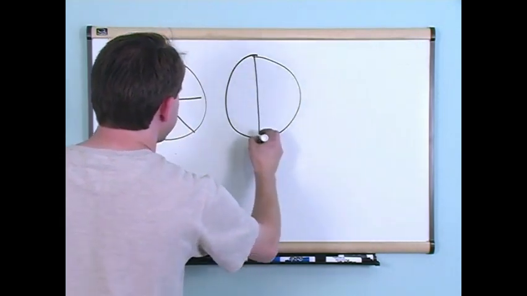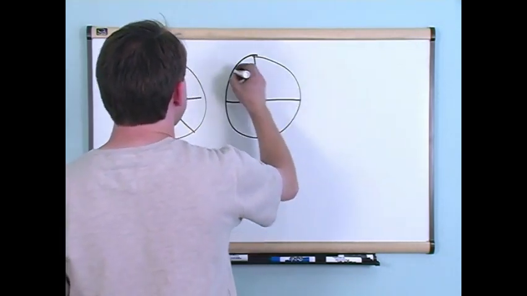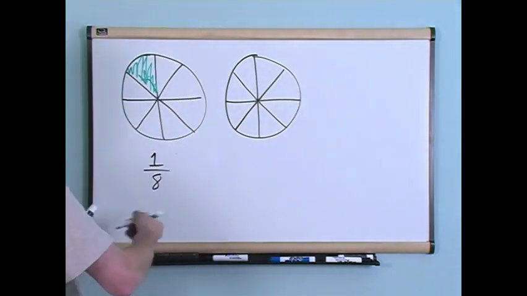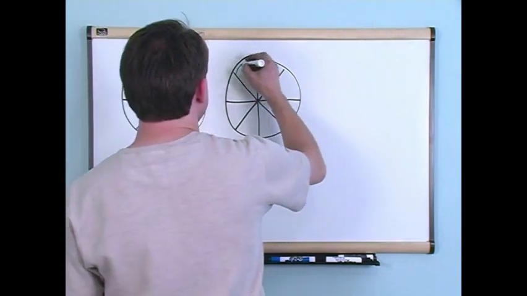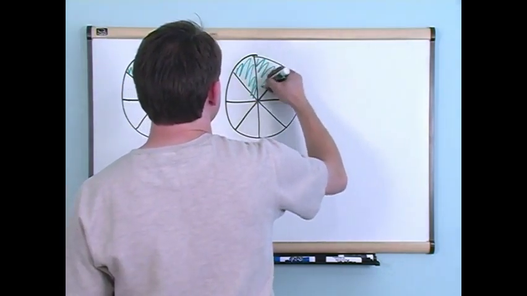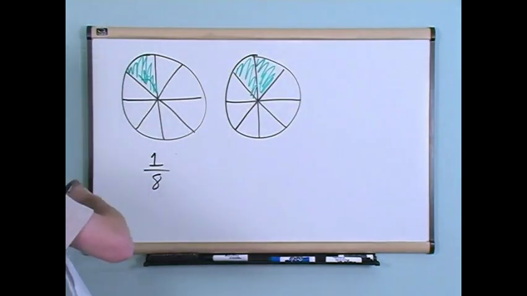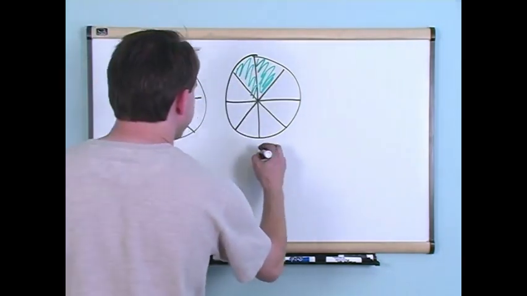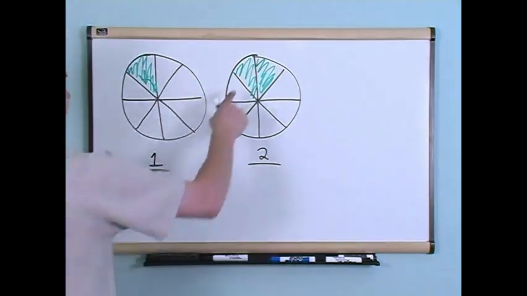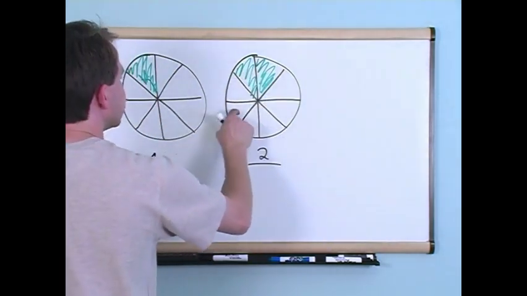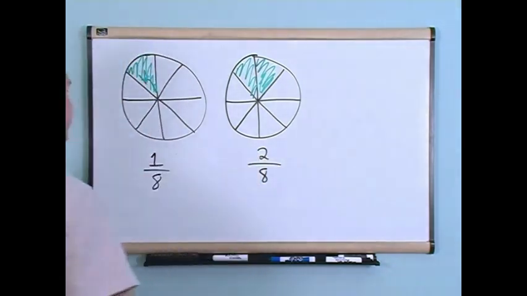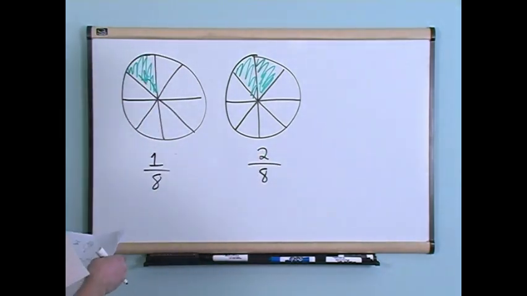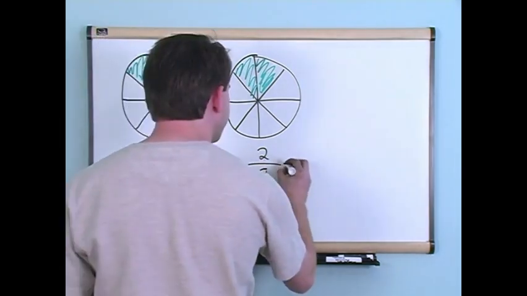I'm going to divide this pie again into 8 pieces, okay? And I'm going to take 2 of those pieces. Here's a piece for me, and here's a piece for my friend. Taking 2 pieces, what fraction of the pie do I have in this case? I've got 2 pieces out of a total possible 1, 2, 3, 4, 5, 6, 7, 8 pieces, like this. 2 over 8, okay?